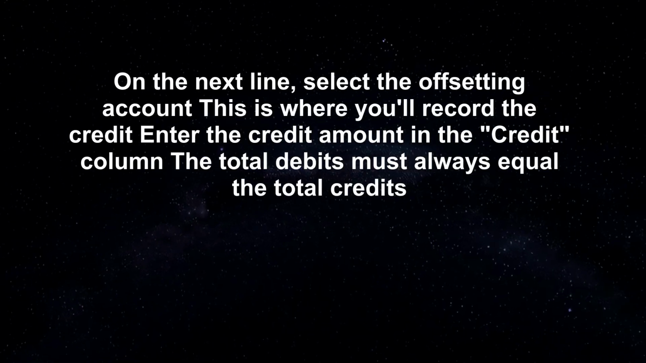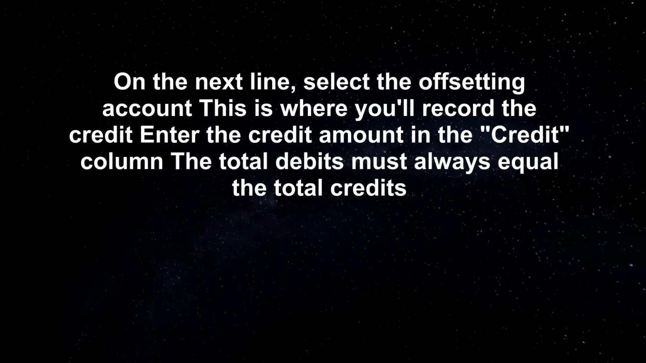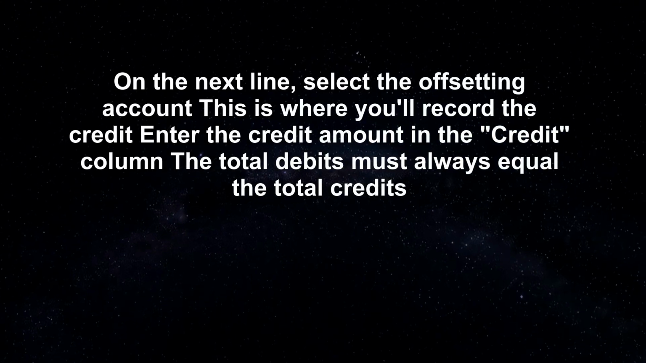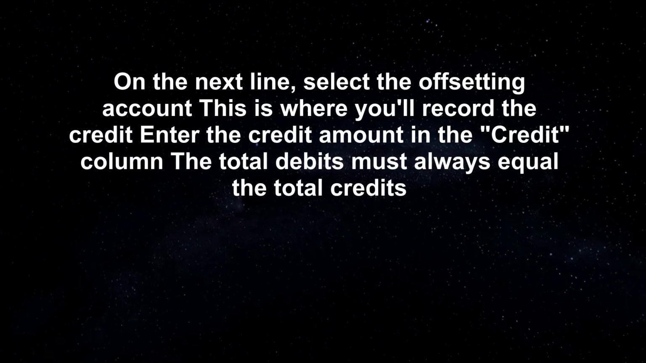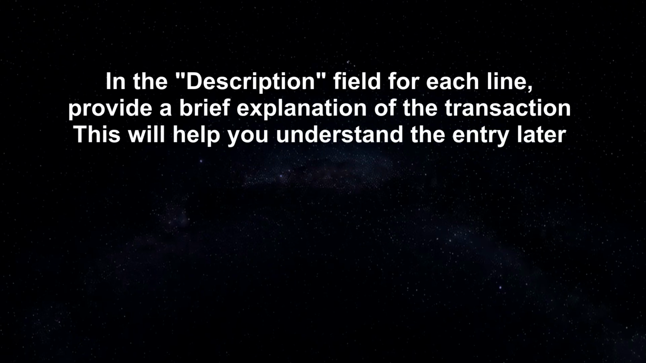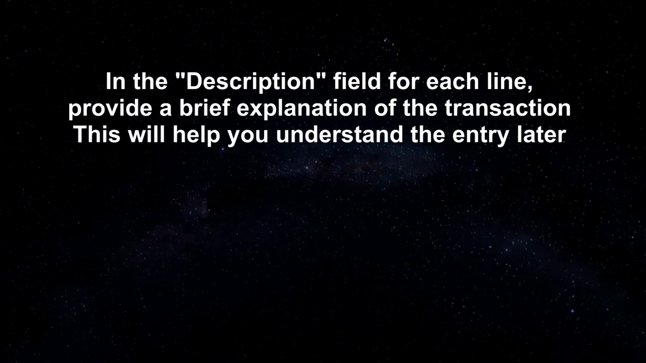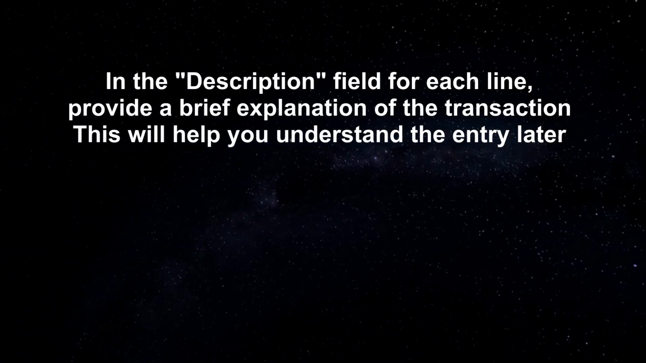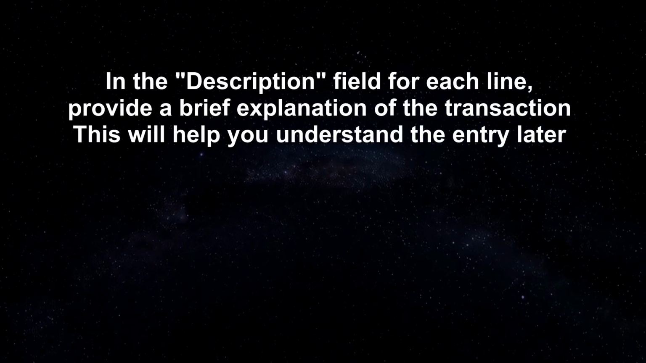On the next line, select the offsetting account. This is where you'll record the credit. Enter the credit amount in the credit column. The total debits must always equal the total credits. In the description field for each line, provide a brief explanation of the transaction. This will help you understand the entry later.